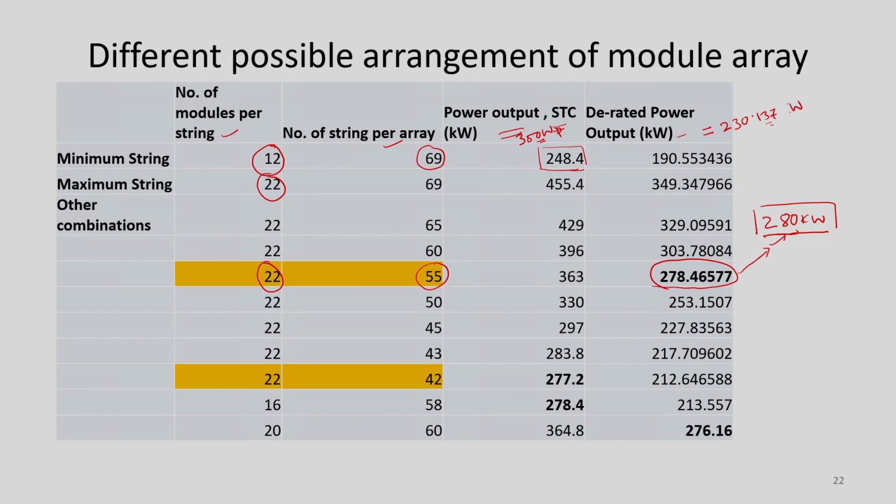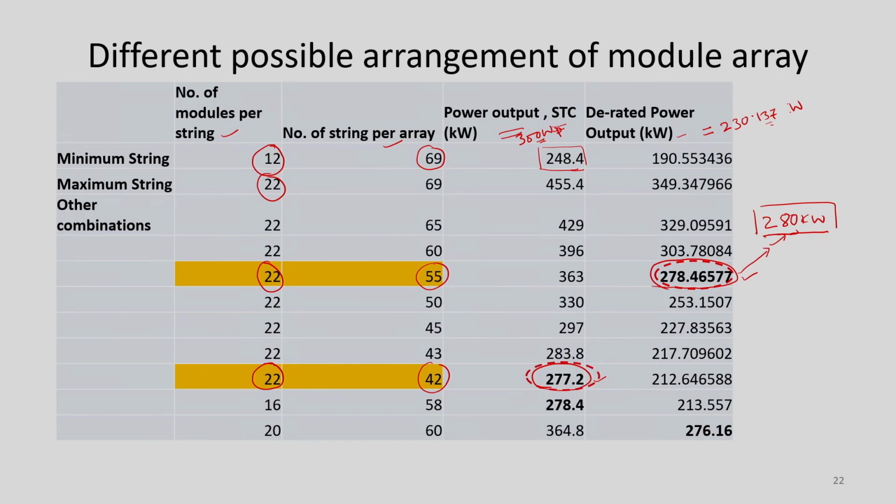Okay? Or we can think of another case, if we do not consider the rated power, something like 22 modules per string and 42 strings per array. So, under that condition we will get power output close to 277.20, okay, which is also close to 280 kilowatt, right. So, we can consider this or maybe this, or we can think of some other alternatives.